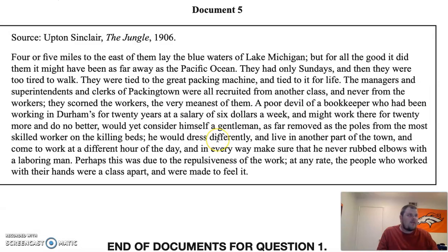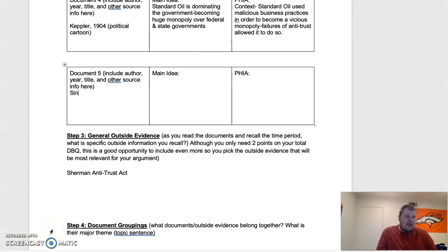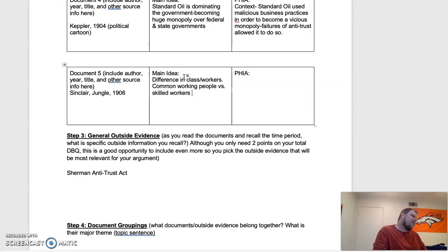And so if I go here to document 5, oh, this is another source I definitely know, Sinclair with The Jungle. Now, with that being the case, we want to realize that it's not just all of the jungle for Sinclair. The main idea I'm getting from this has a lot to do with the difference in class/workers. What he's talking about here is common working people and how they worked really hard, looked down upon, versus skilled workers and things like that. So that's definitely something I'm seeing here.